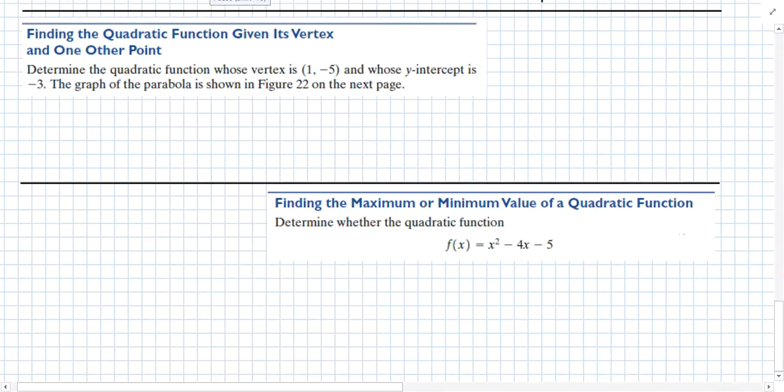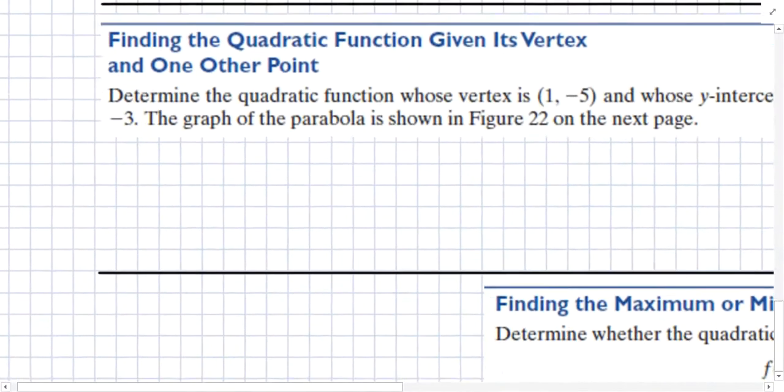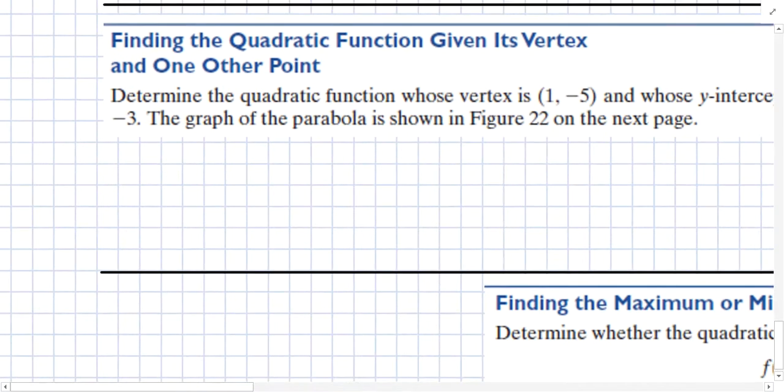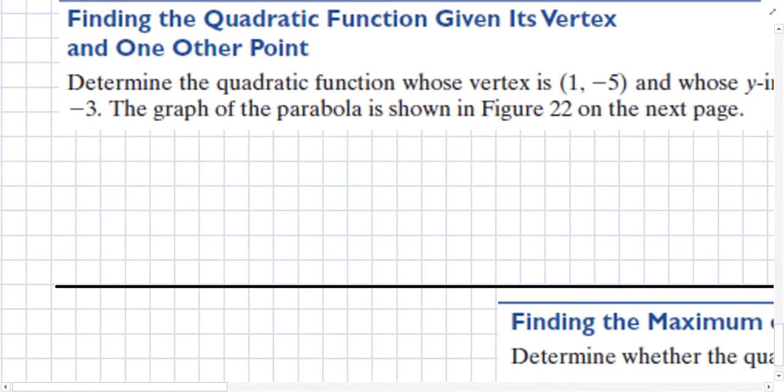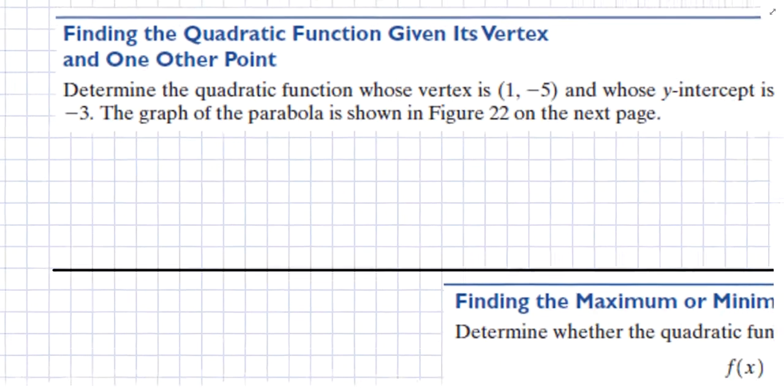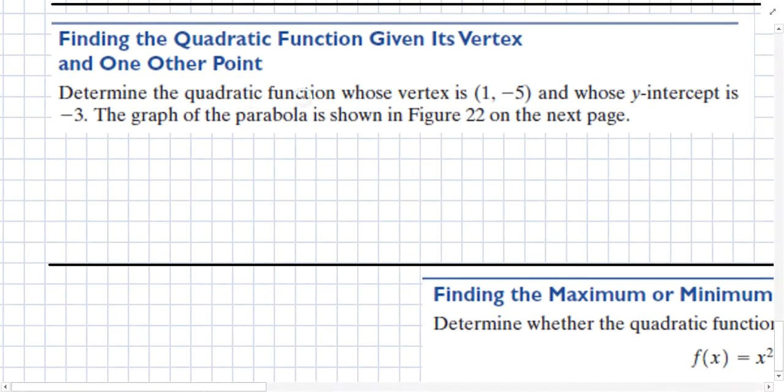Now to finish out this video, I just thought I'd post one challenging problem and then one sort of vocabulary style question at the very end here. This is a bit of a challenge problem. Determine the quadratic function whose vertex is at (1, -5) and whose y-intercept is at -3. We don't actually have the graph provided to us, so we're just going to have to trust our own work here. It's not provided on the next page.